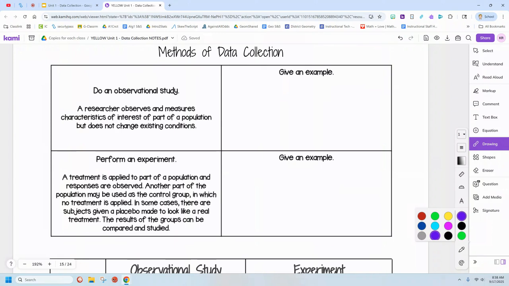This is kind of a repeat, but it goes in a little more detail. We saw the coral reef experiment in the video, and that was an observational study. So the researcher observes and measures characteristics of interest in part of a population, but does not change the existing condition. So they're literally just making observations. So that was the coral reef.